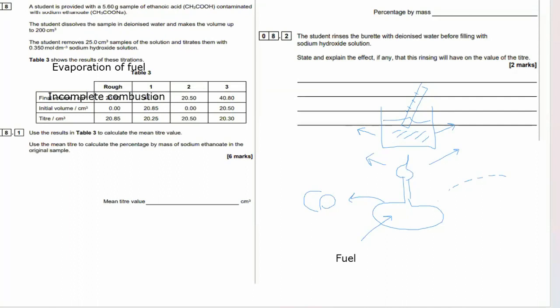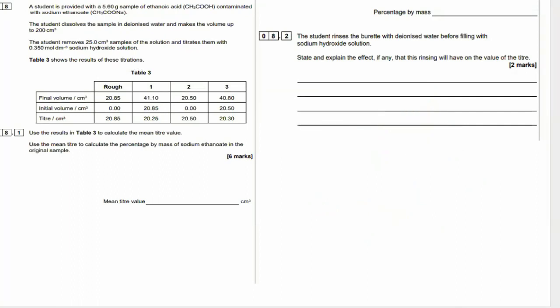Right, let's look at question 8. A student is provided with 5.60 grams of ethanoic acid contaminated with sodium ethanoate, CH3COONa. The student dissolves the sample in deionized water and makes the volume up to 200 centimeters cubed. So we've got 200 centimeters cubed of this contaminated mixture. The student removes 25 centimeters cubed samples. What we've done here, I always make a note when this happens, this is divided by 8. We've divided the amount of moles in that sample by 8.